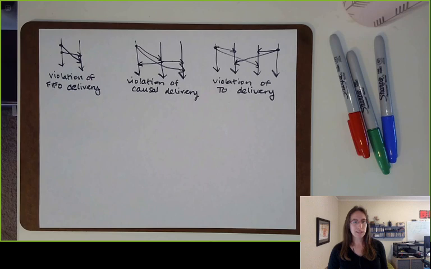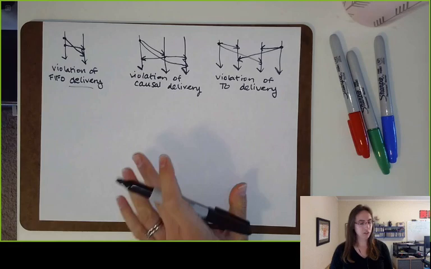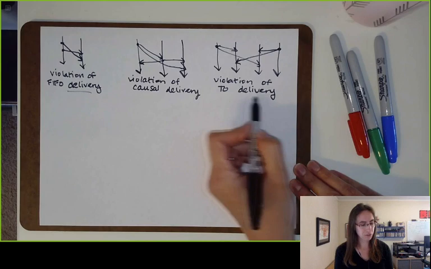Yeah, that's right. So the question was, are there protocols that we can use to ensure that these violations don't happen? And the answer is absolutely yes. Last time we talked about ways to make sure that you have FIFO delivery, in other words, ways to prevent this sort of violation. And this time we're going to talk about how to prevent violations of causal delivery under certain circumstances. Preventing violations of totally ordered delivery is actually a bigger topic, so we'll get to that a little bit later in the course.